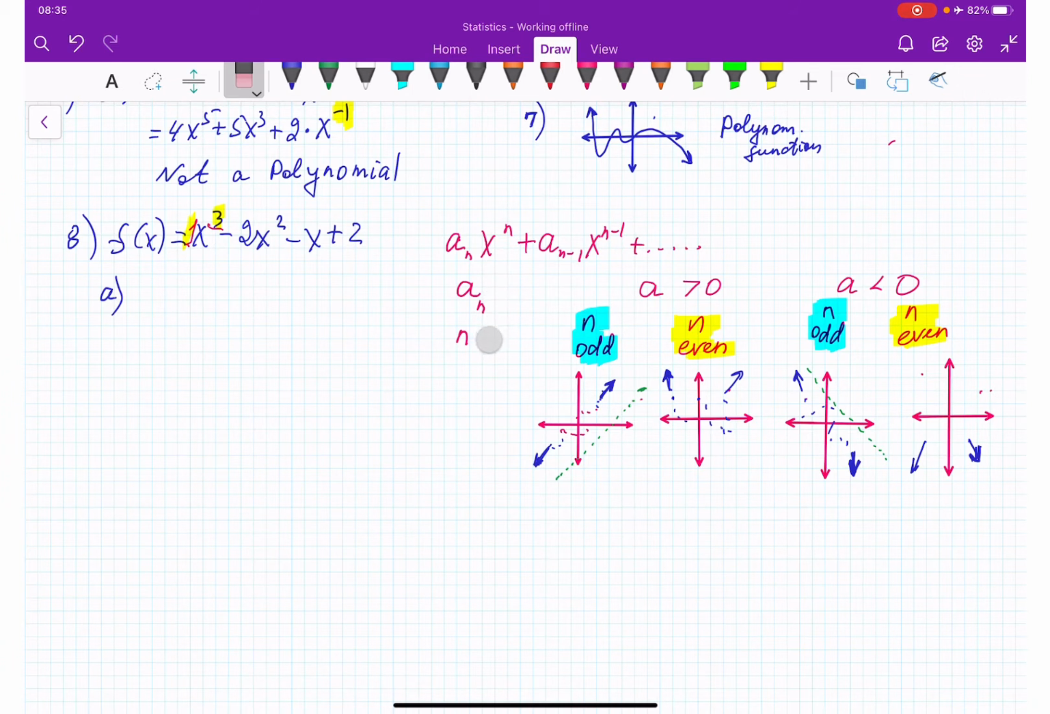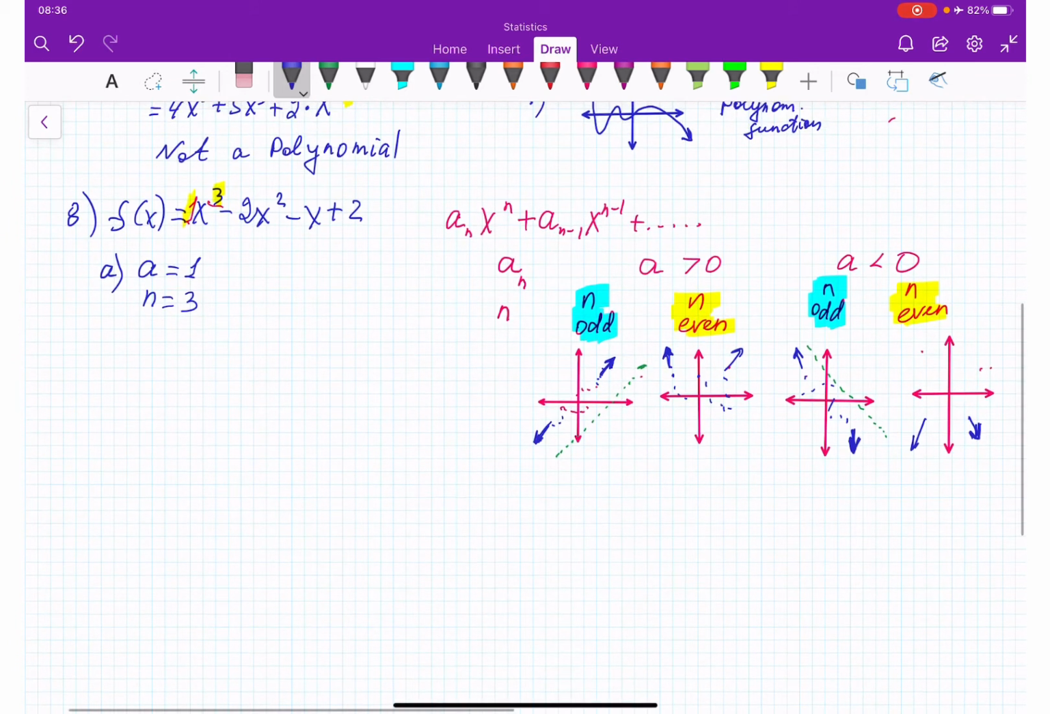I'm cleaning here because we made it a template, right? And we keep it right here on the side. Now let's apply. For our case, a is equal to 1, which is greater than 0, right? And n is equal to 3. How is the graph going to look in our case? Let me put it together.